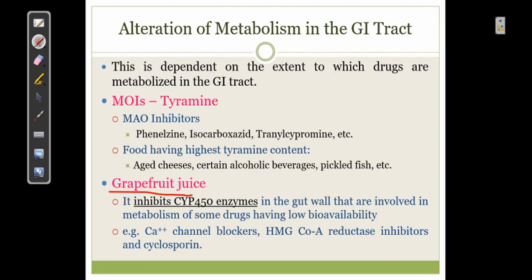But it is important to note that it inhibits the cytochrome P450 enzymes which are present in the gut wall. CYP450 enzymes are also present in the liver. Those are definitely important, but the CYP450 enzymes present in the GI tract you also need to consider. Here we are discussing the cytochrome P450 enzyme present in the gut wall, which is important for the metabolism of some drugs, especially those having a low bioavailability.